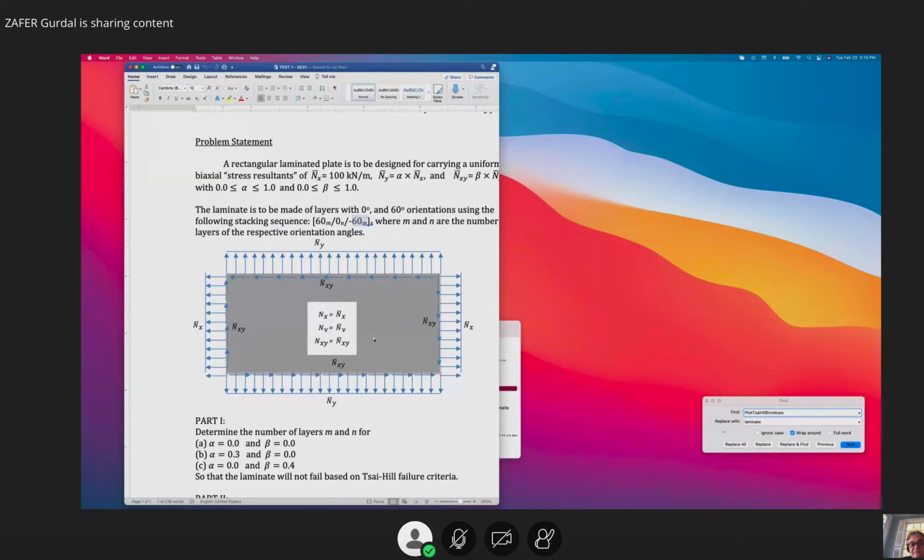If not, we are going to continue with the last piece of continuation of what we've started, which is now looking at the bending stiffness matrix as an overall laminate bending stiffness.